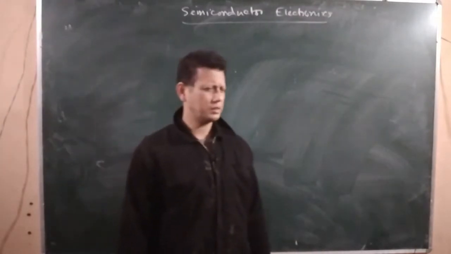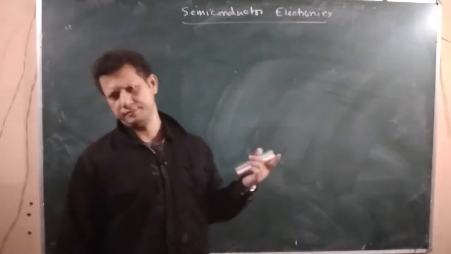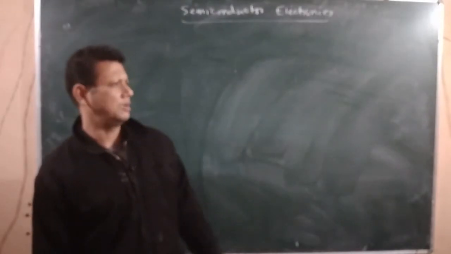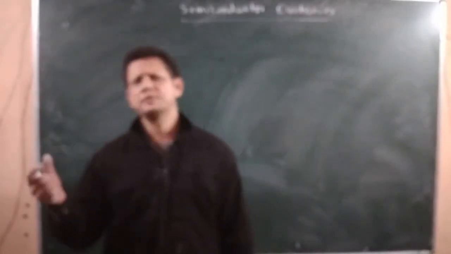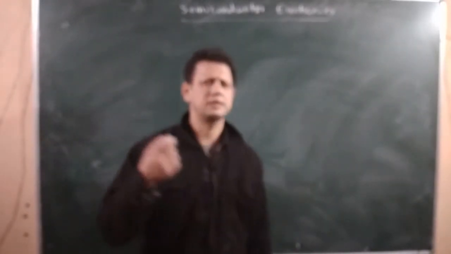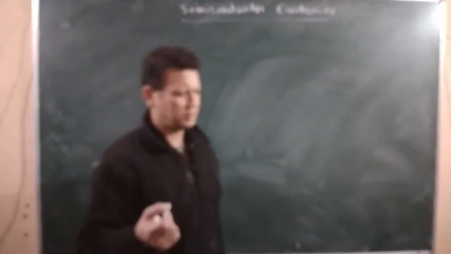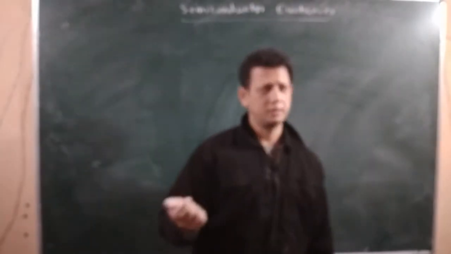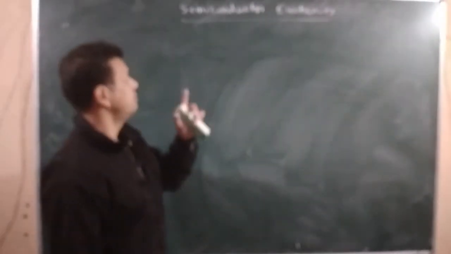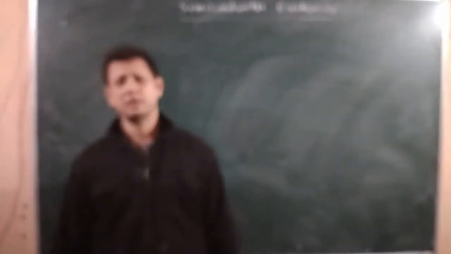So semiconductor is actually a type of material from which different types of electronic circuits, different types of electronic devices such as diodes, transistors, all these devices are made from a particular material which is known as semiconductor. So first of all, we have to know about semiconductor. What is a semiconductor?